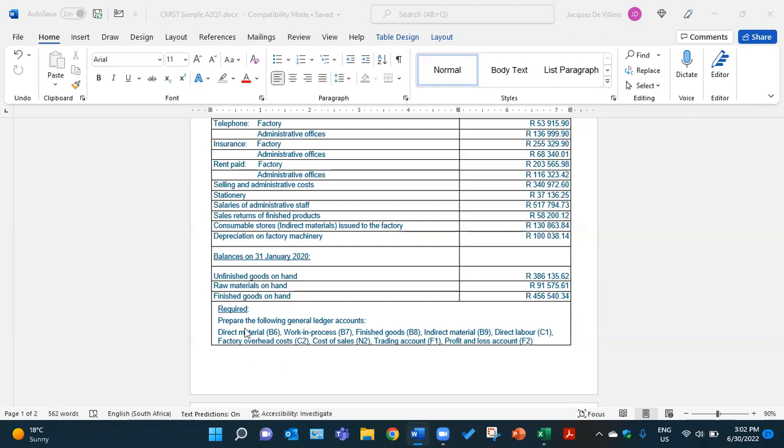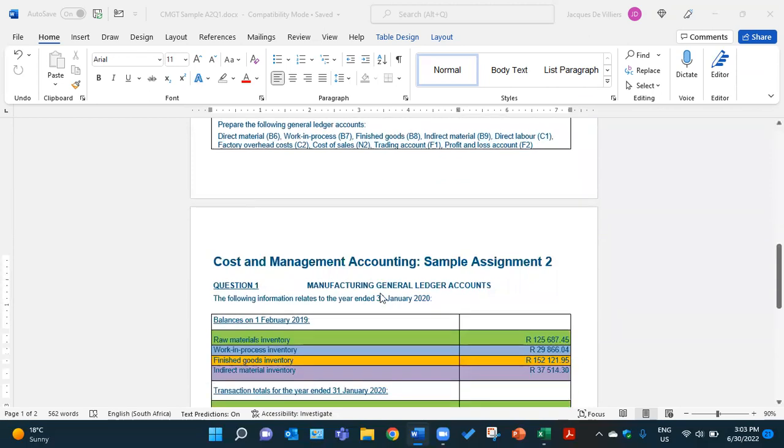Okay, so the order in which you do it is you start with the 3 accounts for which you already have all the information. That is the direct material, the direct labor, and the factory overhead cost. I'm going to show you that now. So that is how you start: direct material, direct labor, factory overhead cost. What the examiner is doing here, they're trying to see if you understand that you must do it in a specific order. Okay, so let's have a look at it.